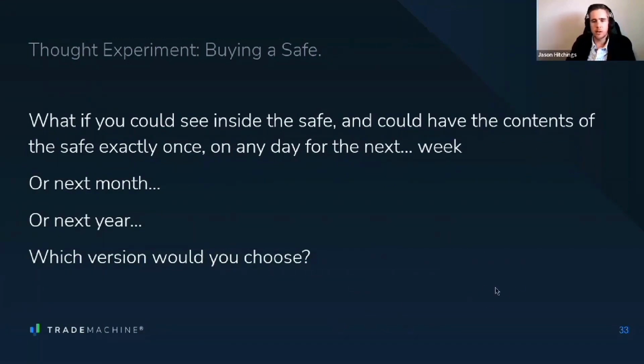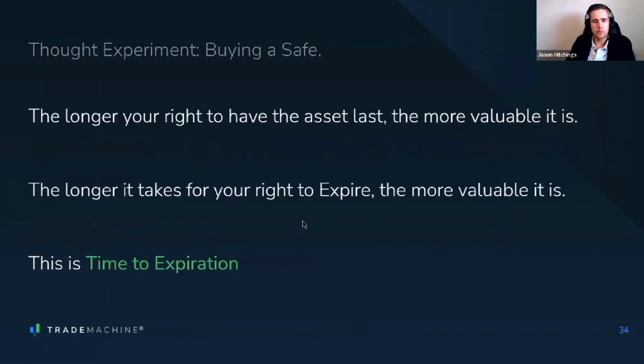So just for this analogy, let's say you could see what's inside the safe, and every single day for a week, you could choose whether or not to use your one-time right to get the contents of that safe. Or if you could do that anytime for a month or anytime for a year. Obviously, the longer you have to make that decision, the more chances you're going to have to get the value that's closer to the maximum. And so the longer you have, the more valuable that becomes. In the options world, you refer to that as the time to expiration. It's the time until your right expires.